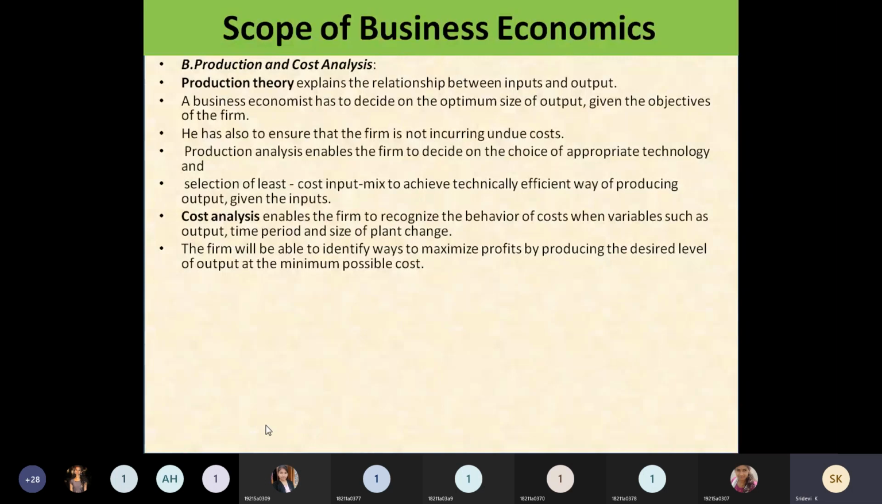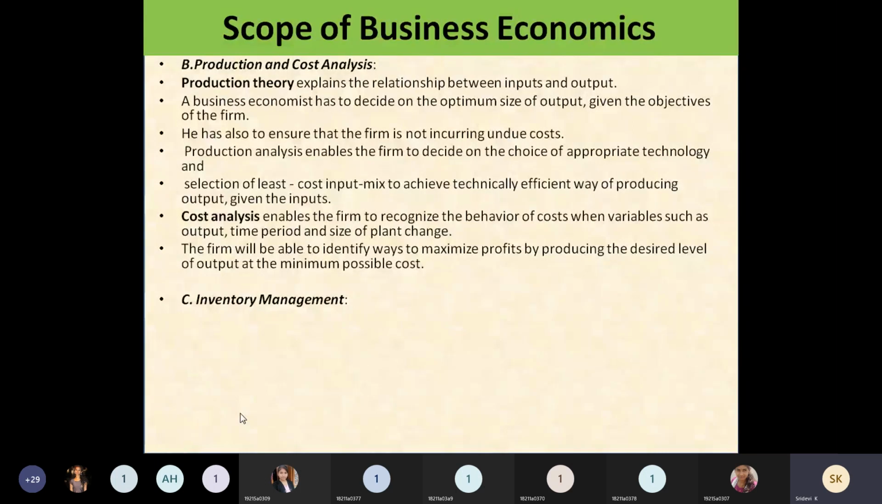And in cost analysis, we will be finding out how the costs are going to behave, what types of costs we have, which cost can be minimized, which cost can be reduced, and how these costs are going to affect your output. So that we can find out what the maximum output you can get is. That we will find out here in cost analysis. Cost analysis is also called the cost output relationship.